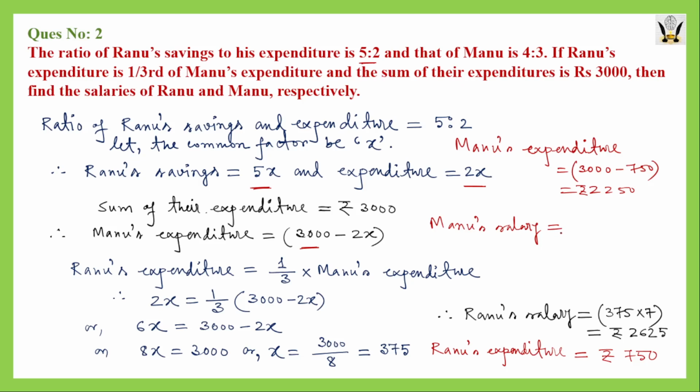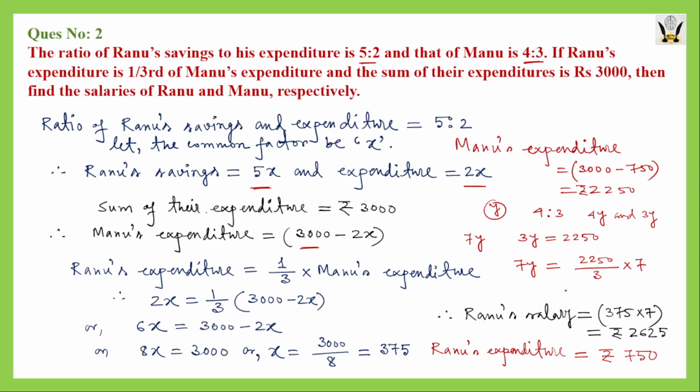But we need to find Manu's total salary also, and the ratio of Manu's savings and expenditure is 4:3. Now suppose for Manu we assume the common factor is y, so it will be 4y and 3y. That means in total it is 7y. Now the 3y value is equal to 2250 that we have already obtained. So the value of 7y, means total salary, will be how much? It will be 2250 divided by 3, which gives us the value of y, and if we multiply by 7, that will give us the value of 7y, the total salary of Manu.